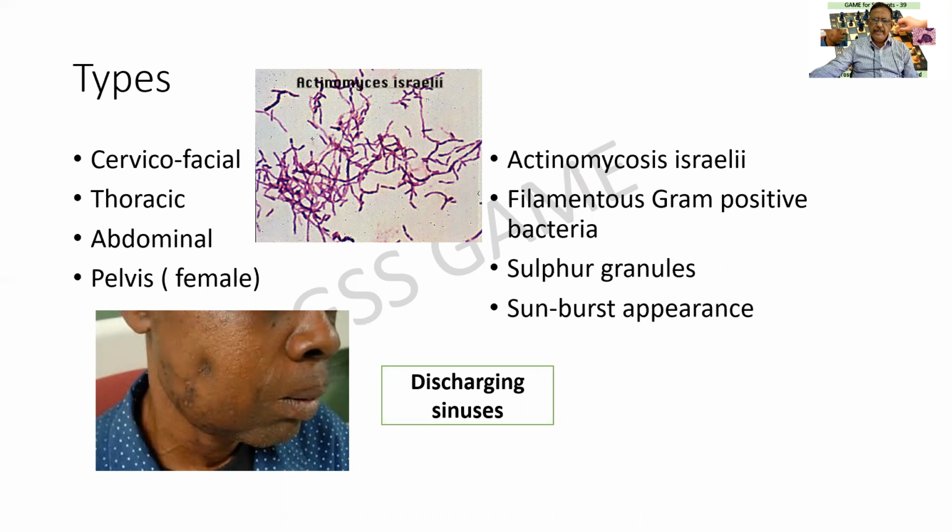Clinically, the patient can be presenting with discharge of sulfur granules and there can be a sunburst appearance. In this picture, I am finding a few sinuses which have healed. These are the discharging sinuses, classical of actinomycosis.